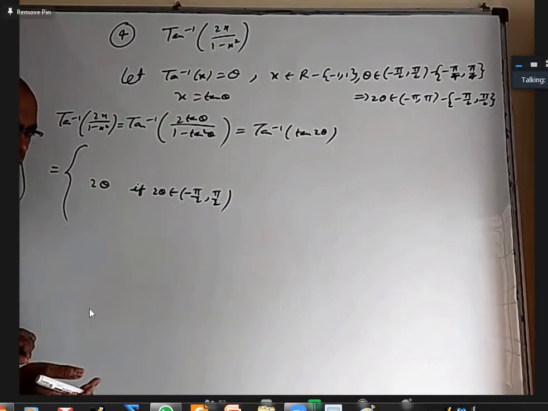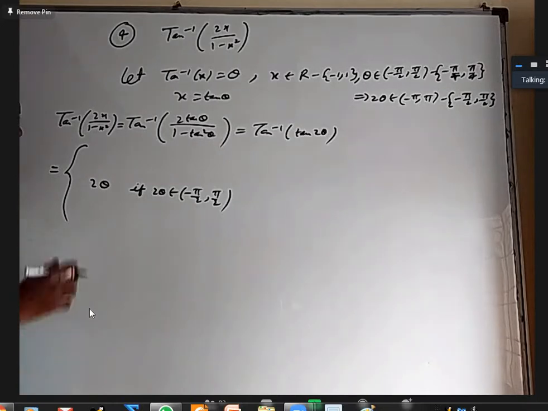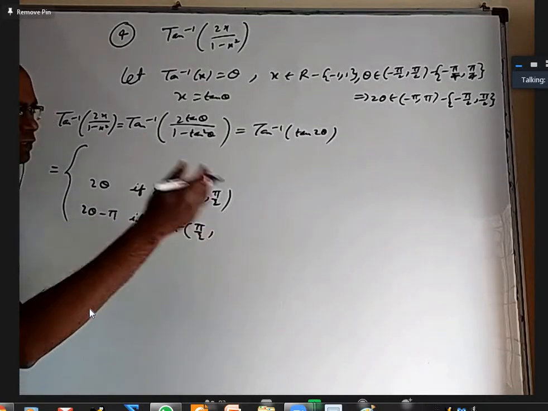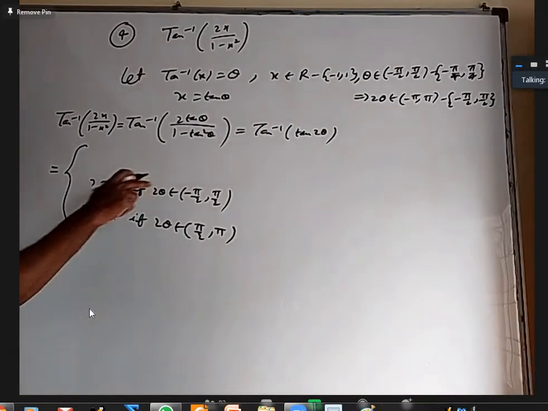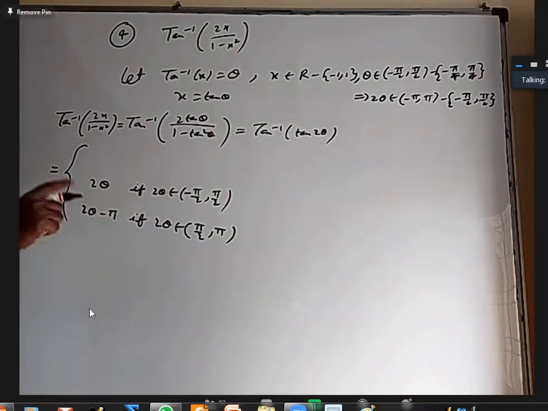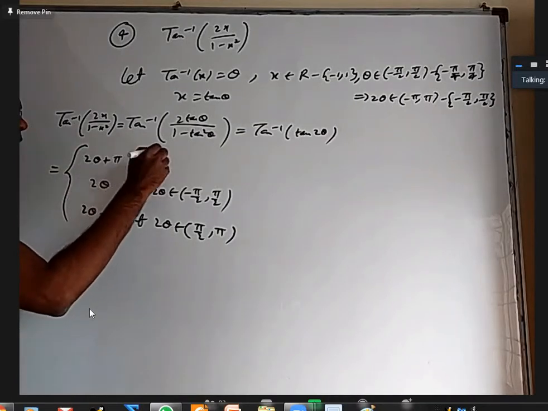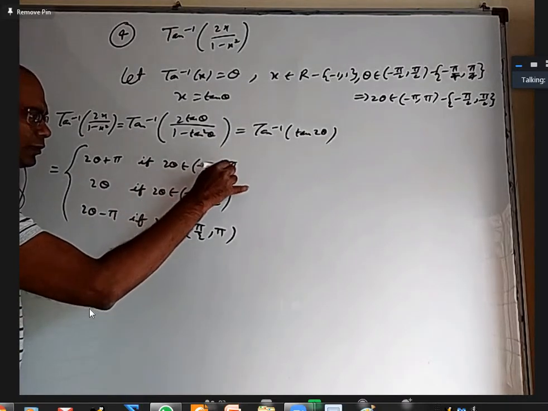After pi by 2, if you look at tan inverse tan x formulas, I think it is x minus pi. So it will be 2 theta minus pi if 2 theta belongs to pi by 2 to actually 3 pi by 2, but here only up to pi. And before minus pi by 2, the tan inverse tan x formula will be x plus pi in our list of formulas. So 2 theta plus pi if 2 theta belongs to minus pi to minus pi by 2.